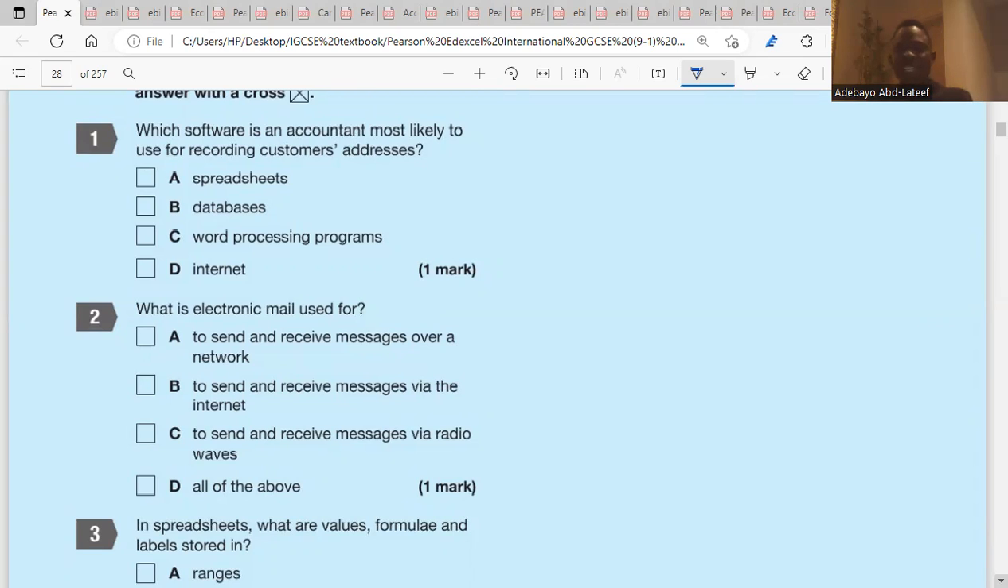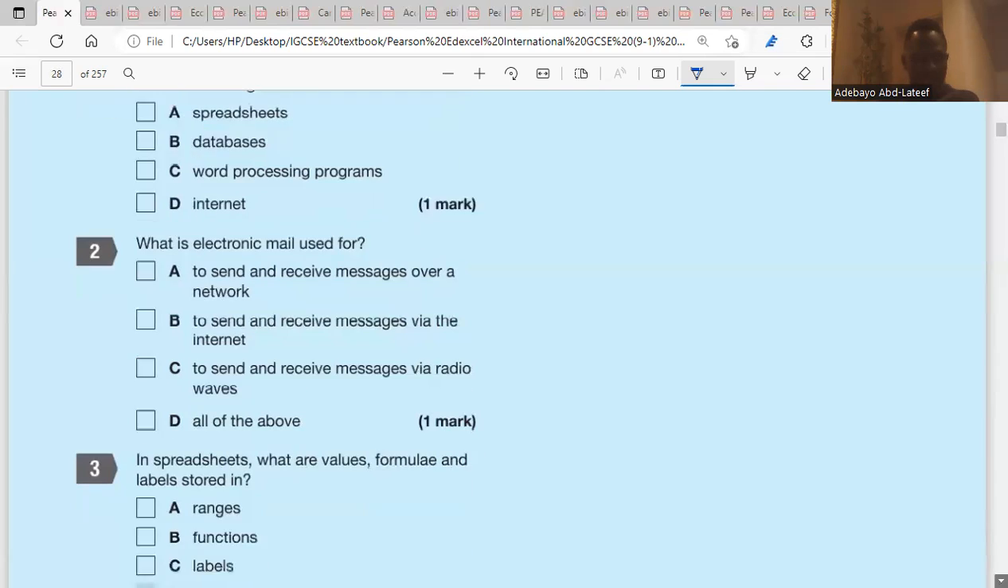Question 2. What's an electronic mail used for? Electronic mail, email. What do you use it for? Can you try to do it? Yeah, for saving information. Check the options we have here. To send and receive messages over a network, to send and receive messages via the internet, to send and receive messages via radio waves, all of the above. B, great. To send and receive messages via the internet. Thank you. The third one.